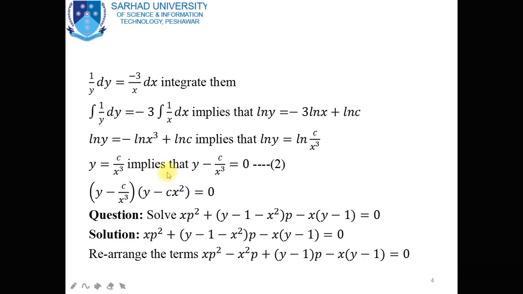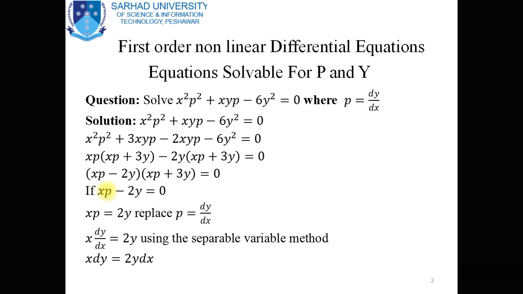So the solution of the given differential equation will be y minus c by x cube, and y minus c x square, is equal to 0. This is the solution of the first factor, and this is the solution of the second factor. So dear students, note that the given equation is a first order non-linear differential equation. P means dy by dx, and because of the whole square, and because the degree of the dependent variable y is more than 1, this is a non-linear differential equation, but first order.